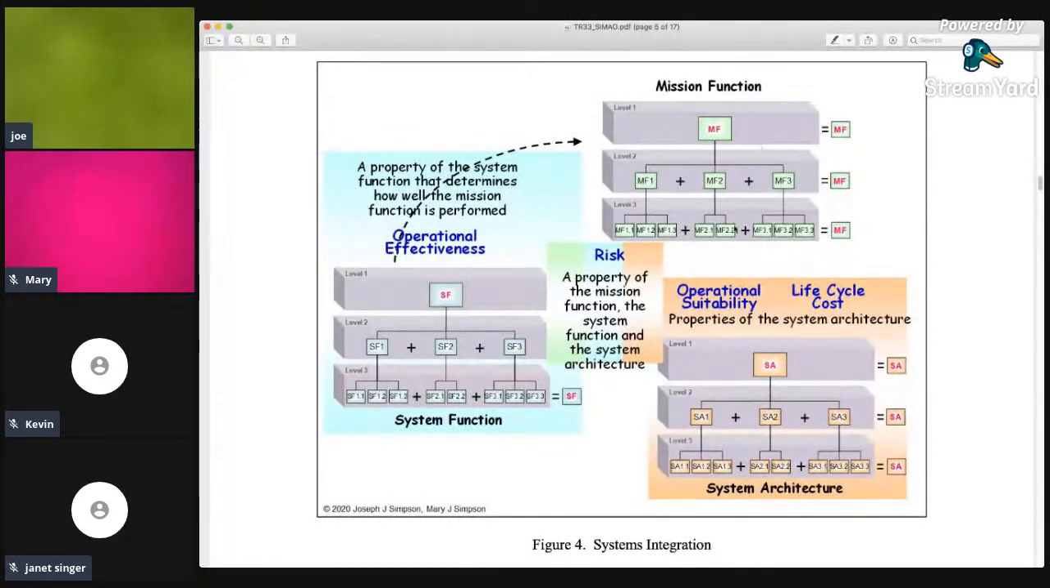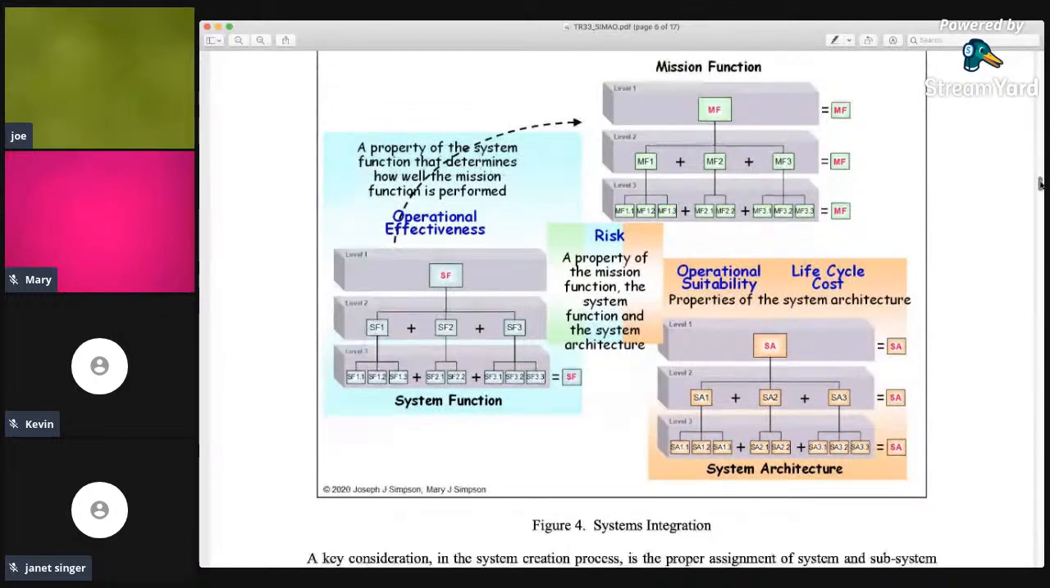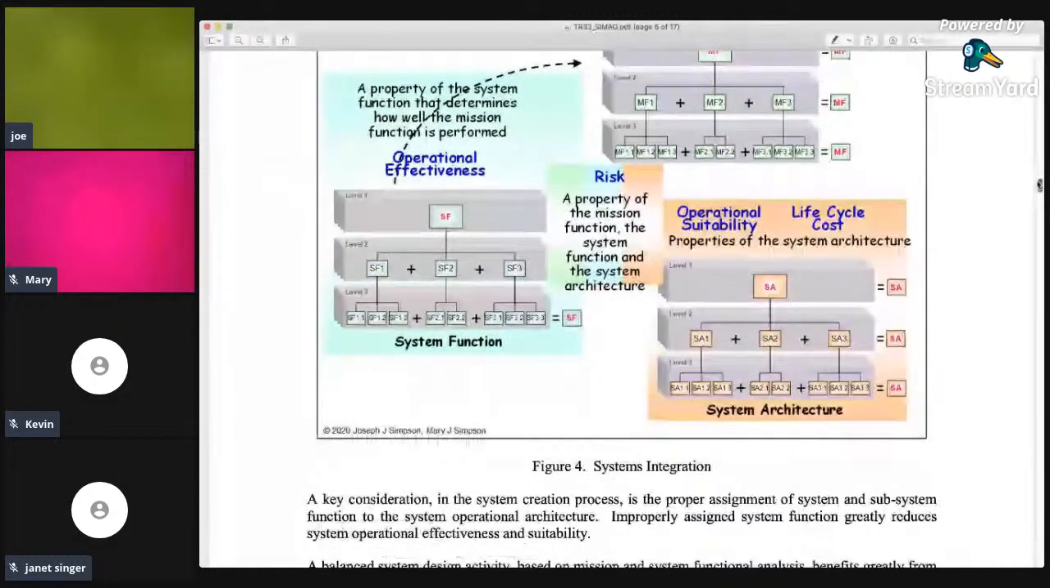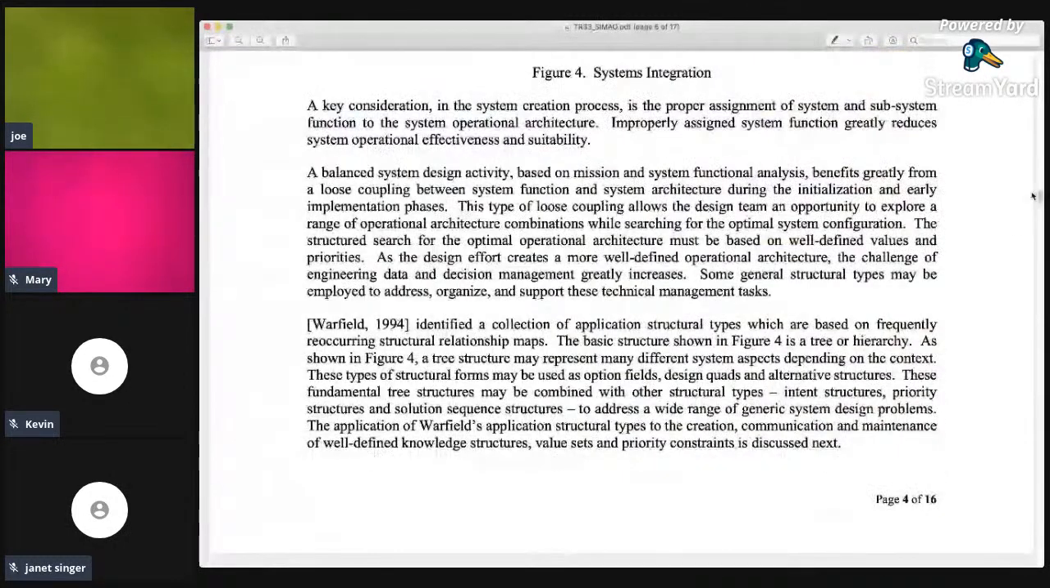And then, of course, risk is a property of the mission function, the system function, and the system architecture. And risk is always an important parameter that you keep track of and manage and evaluate for the ongoing system development effectiveness. So that's, in a nutshell, the Dahlberg approach. And I think it's a really important high-level way of looking at these different activities and how they fit together and how they can be integrated to achieve success in very large-scale systems.